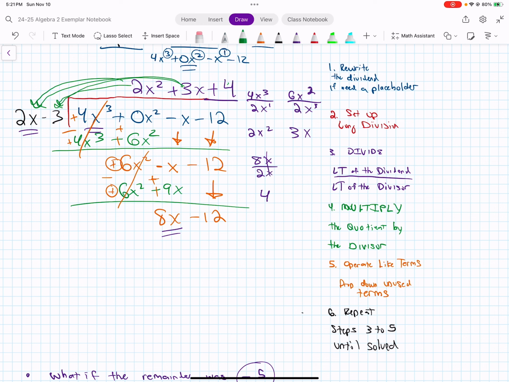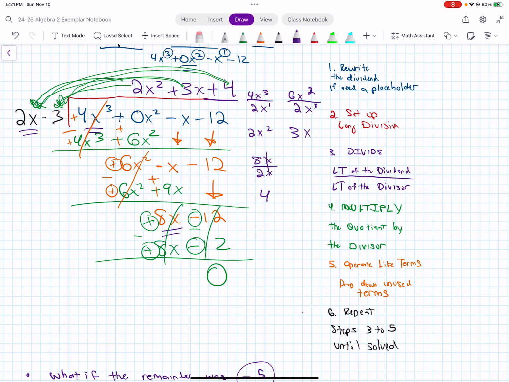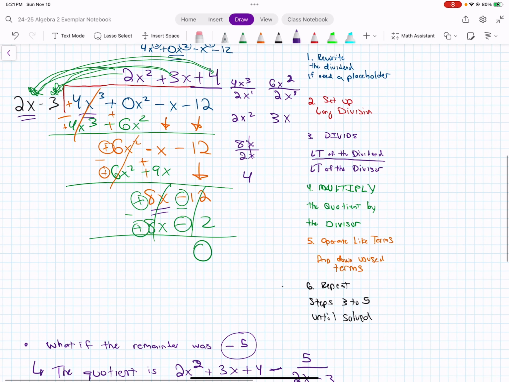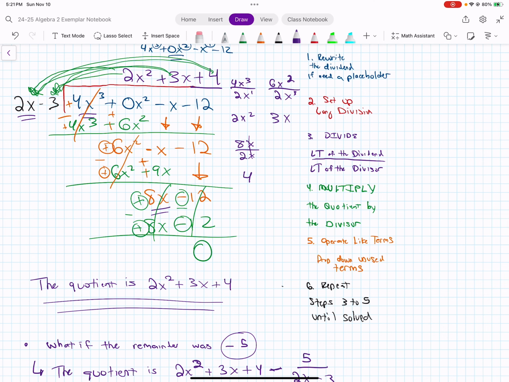And now multiply. 4 times 2x is 8x. 4 times negative 3 is negative 12. 8x is both positive, so I must subtract. Therefore, I must subtract here too. And because these also have the same signs, they are also going to cancel out. And I'm left with 0, resulting in the quotient 2x squared plus 3x plus 4. Boom.